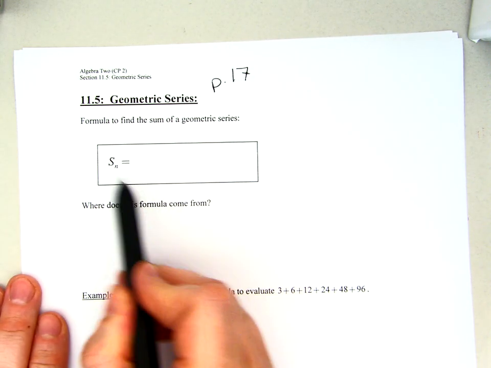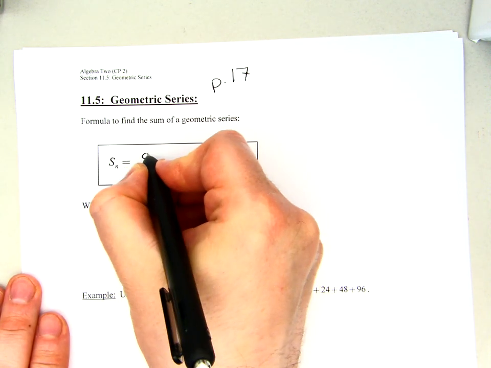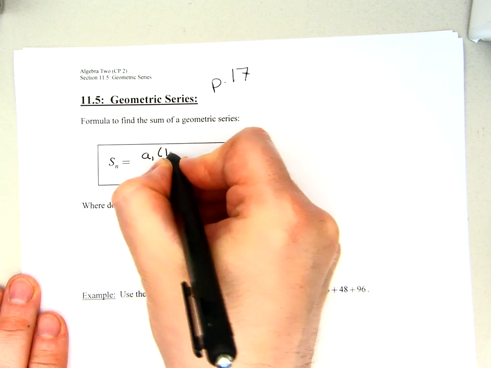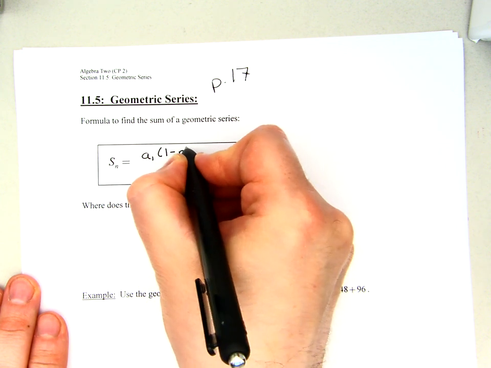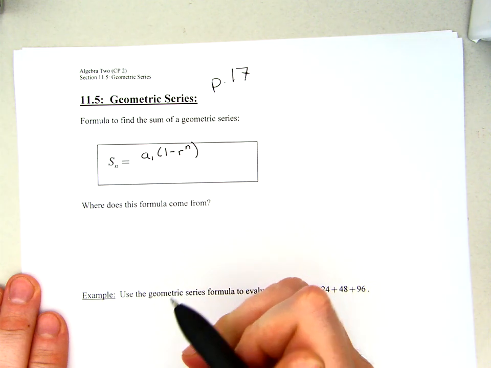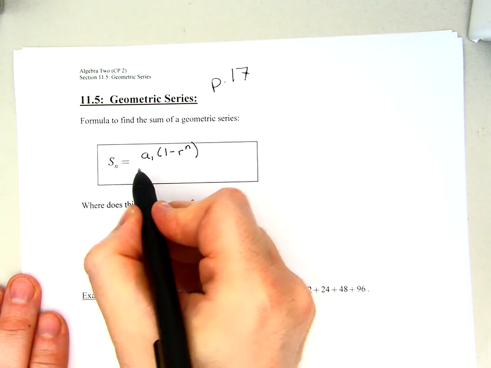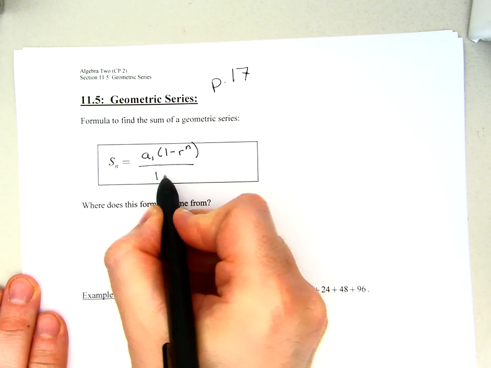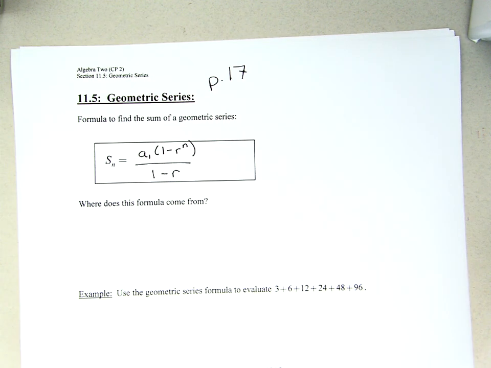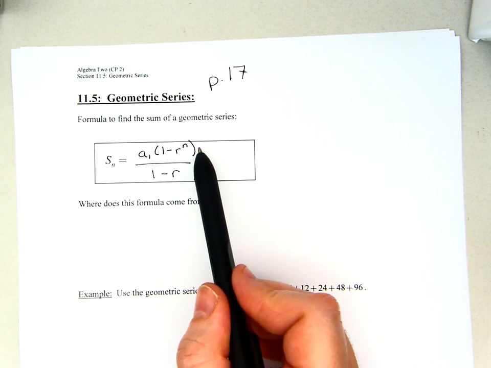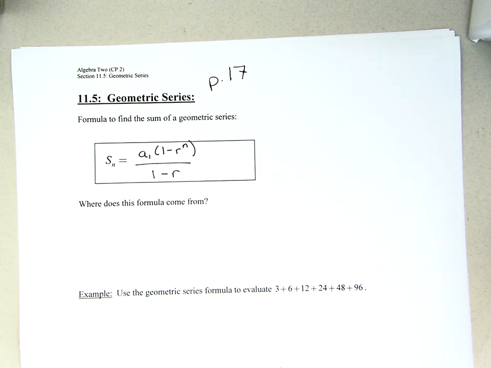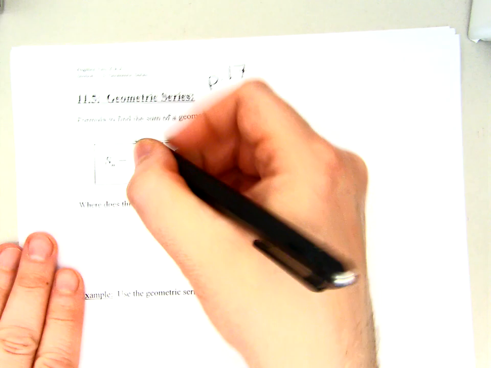First of all, the formula. A1 times 1 minus r raised to the n, in parentheses with the n inside the parentheses, divided by 1 minus r. A sub 1 times 1 minus r to the n over 1 minus r is our formula. Make sure you get that copied down. A1 stands for our first term.